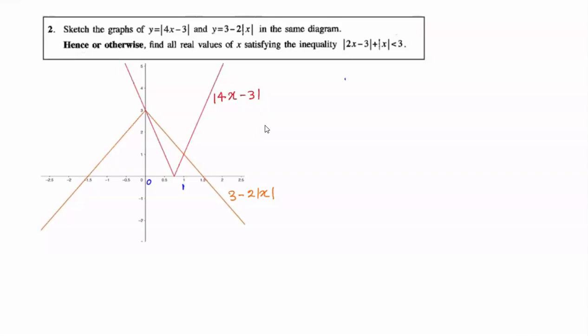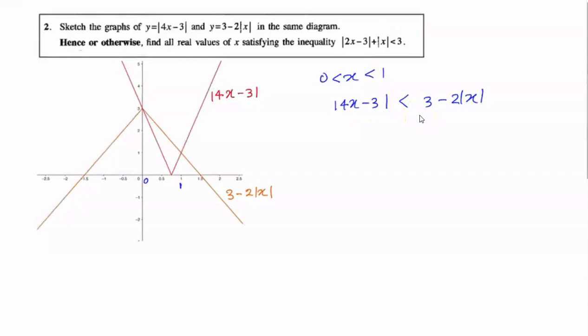So I can write this. I can say between the values of 0 and 1 for x, I'm going to have the red curve, which is 4x minus 3, smaller than 3 minus 2x. Now starting with this, I'm going to create this situation. I see a 3 on the bigger side, and I see the 3 here, and there's nothing like negative 2x. How about we move this to the other side? So I'm going to get 4x minus 3 plus 2 absolute x less than 3.